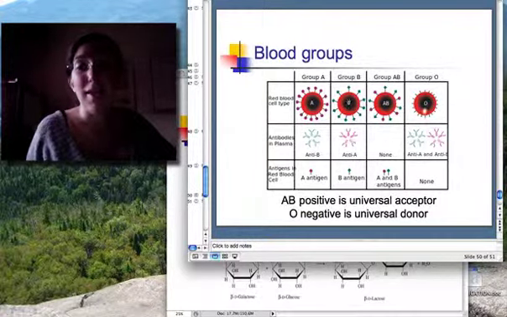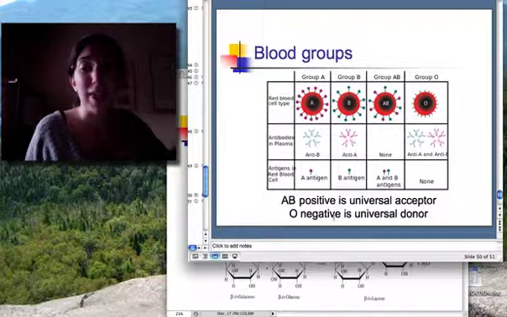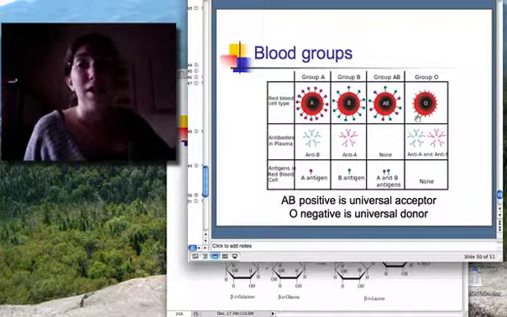So O is particularly valuable blood in a blood bank, particularly O negative, because that means there's an O antigen, which is invisible, and there's no Rh group, the other type of blood group.